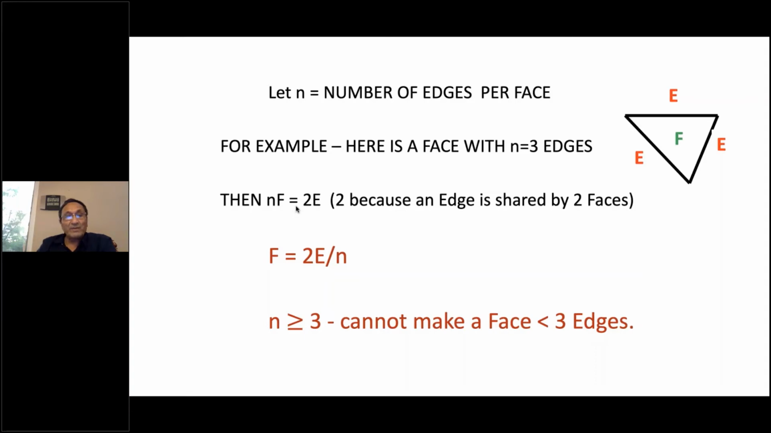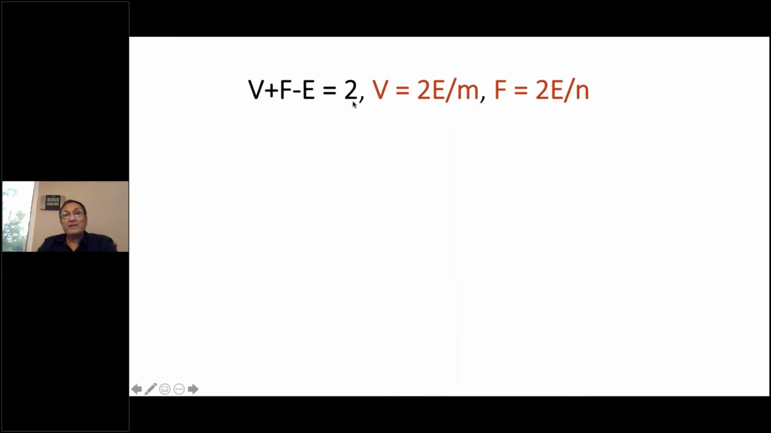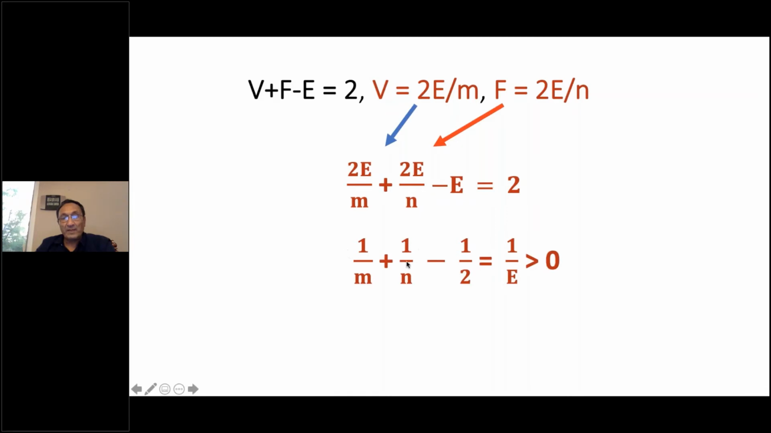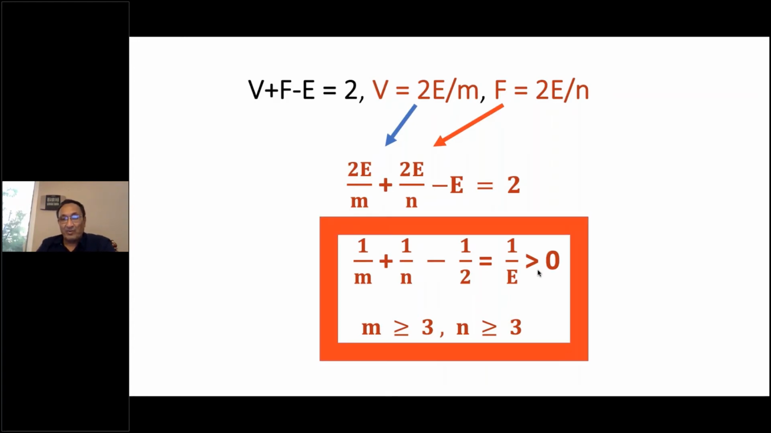Got it so far? So I'm going to replace f and v by these 2 numbers, n and m. So here's our original equation. V plus f minus e is 2. We saw that v was 2e over m, where m is some number bigger than or equal to 3. And f is 2e over n, where n again is greater than or equal to 3. So if I substitute these equations into the formula, I get 2e over m from here, 2e over n for f, and the rest of it is the same. So I divide through by 2e, and I get this nice equation. 1 over m plus 1 over n minus half equals 1 over e. Since e is a positive number, this is greater than 0. And remember that m and n are greater than or equal to 3. Okay, so this is our master equation, which we have to solve.